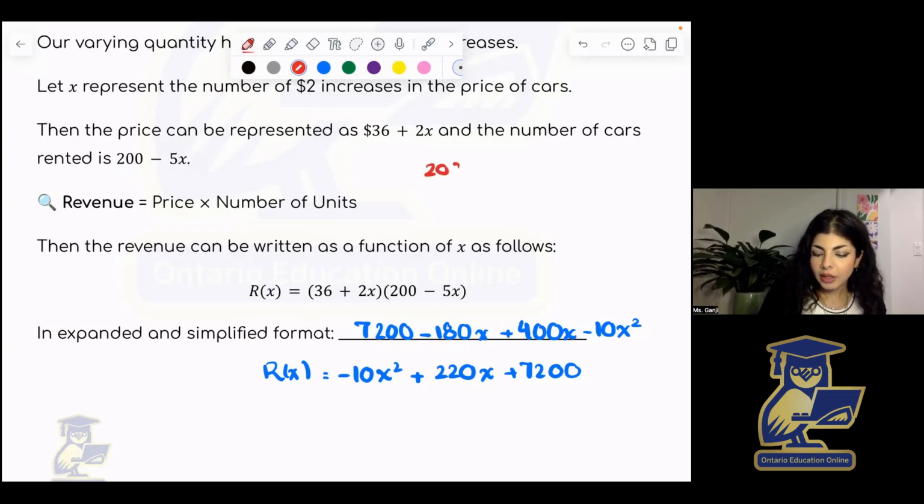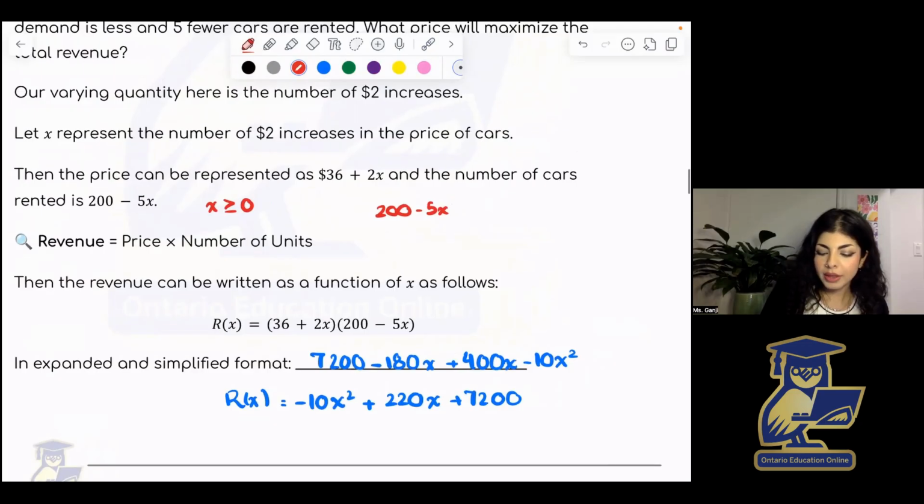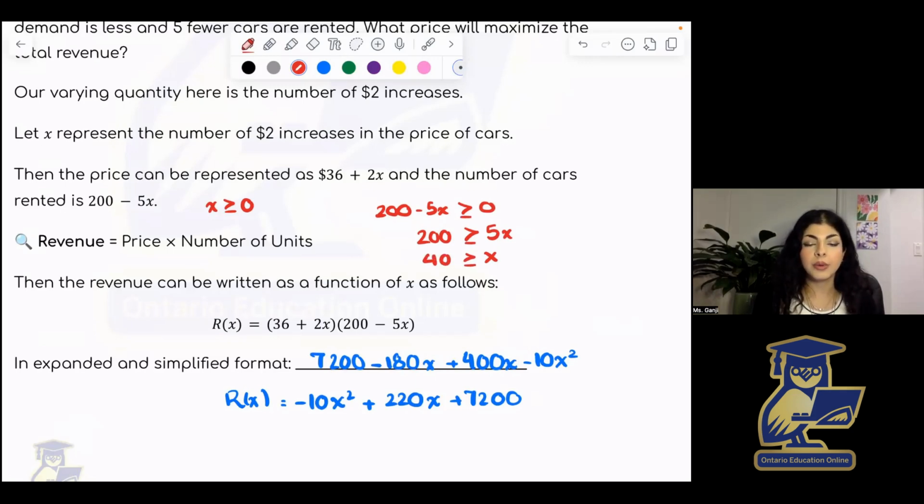So first, we also have that x is greater than or equal to 0. If x is equal to 0, that would mean we're just not increasing our price. So we're renting it at $36 per day, and we rent out our 200 cars. But we also want this to be greater than 0, which means 5x is less than 200, and it could be equal, less than or equal to 40.